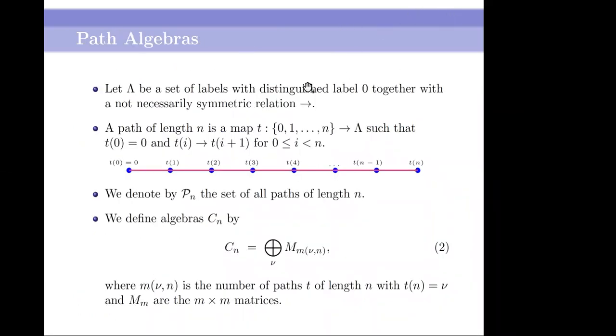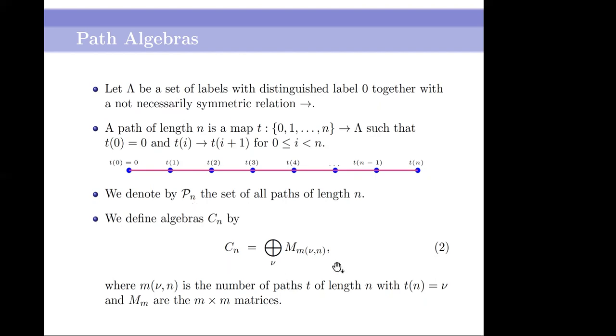We will talk about lambda to be a set of labels with a distinguished label 0, together with a not necessarily symmetric relation. And by a path of length n, we mean a map from 0 to n to lambda such that t0 equals 0. So it will start at 0, and there will be a line from each consecutive one using this relation defined on lambda. And we will denote by Pn the set of all paths of length n.